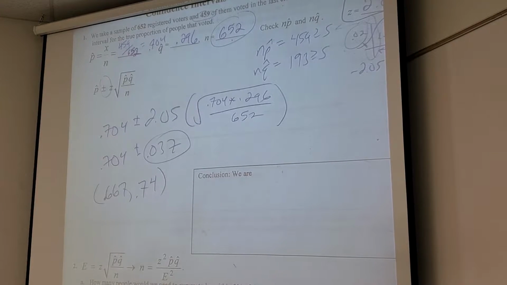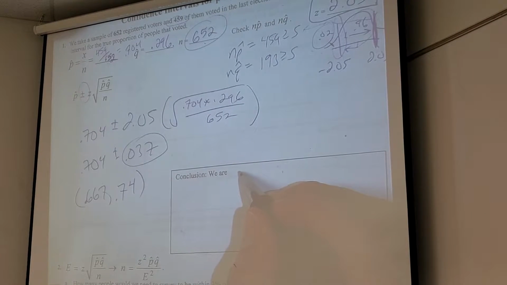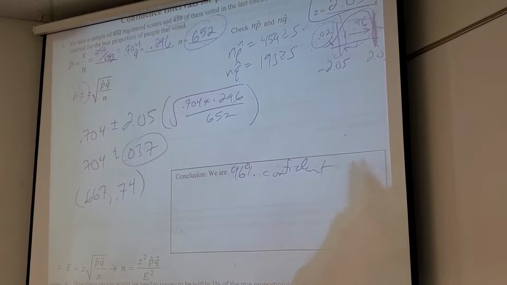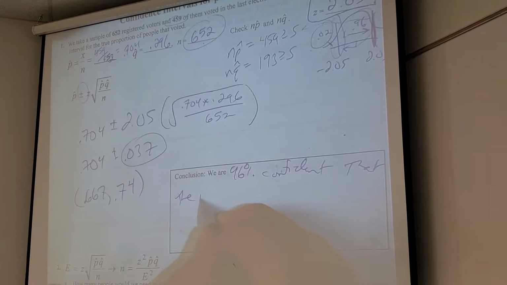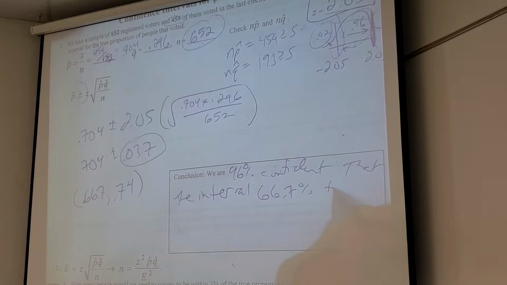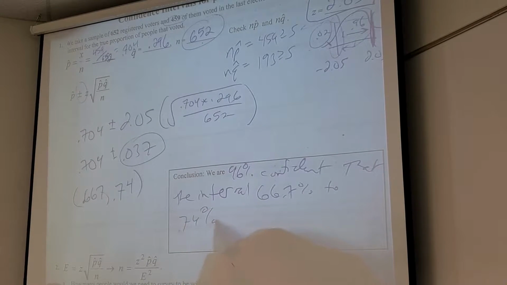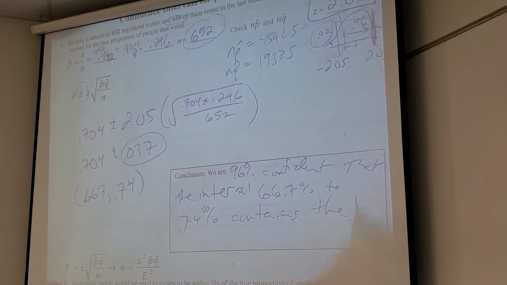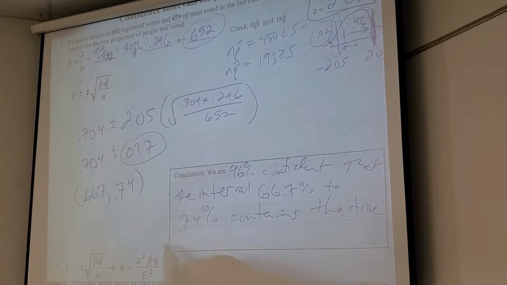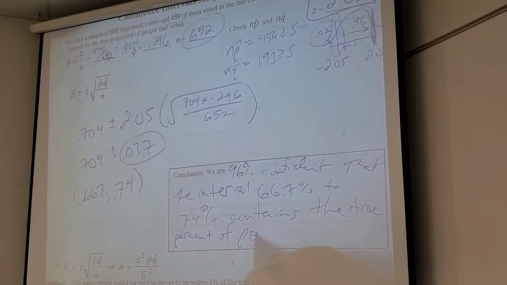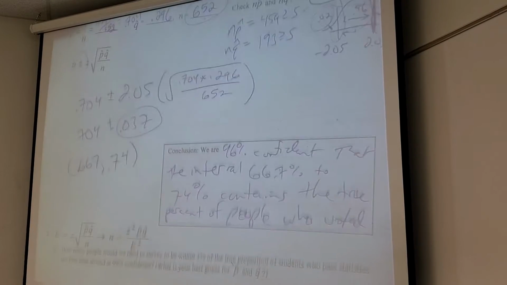Maybe. So then we are 96% confident that the interval 66.7% to 74% contains the true percent of people who voted in the last election. I like it. People who voted, that's enough. That's all the box I got.